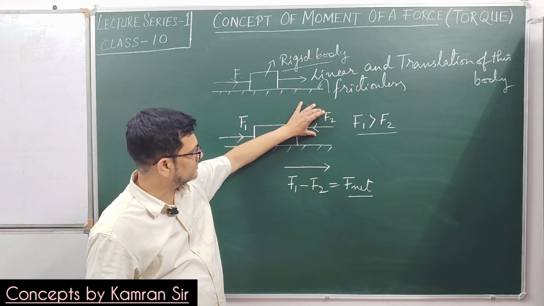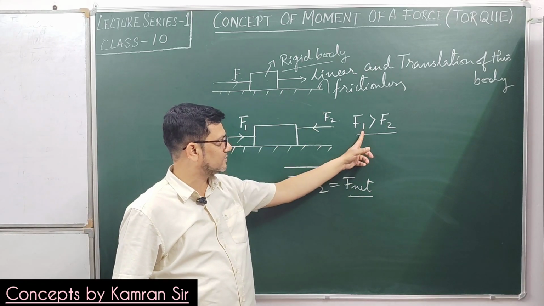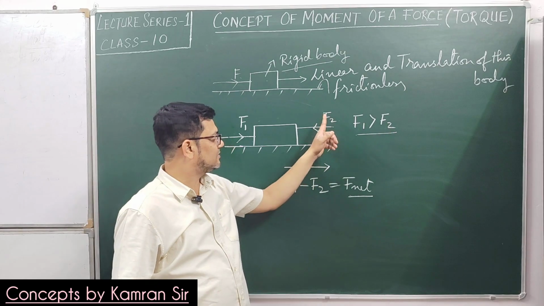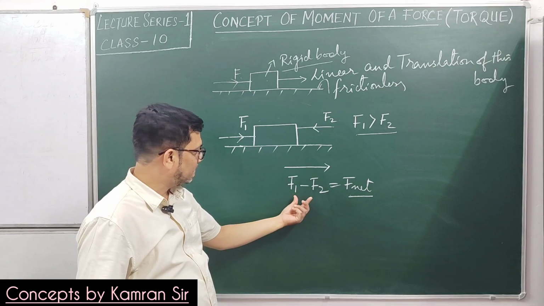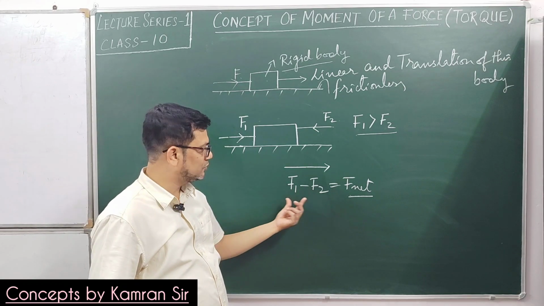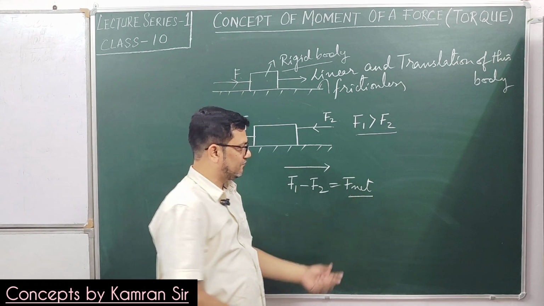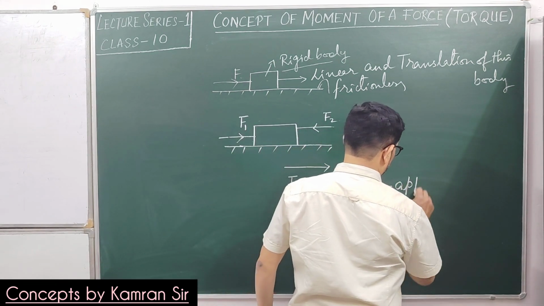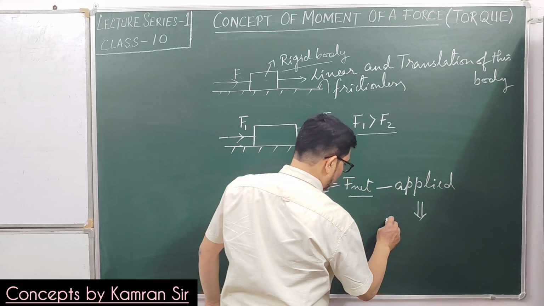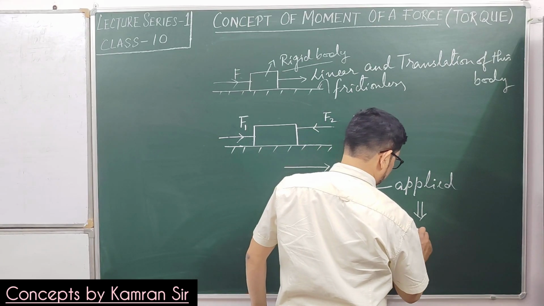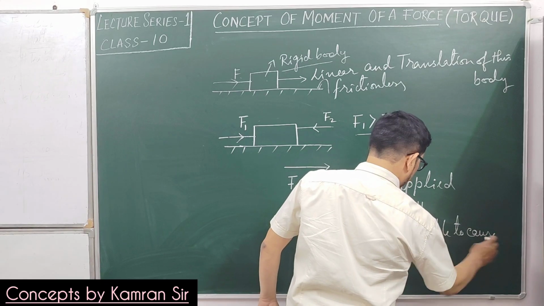Another force simultaneously acts from the other direction. The difference of these two is the net force. Why? Because F1 is more than F2, and F2 is opposing F1. So what is the resultant? The resultant is F1 plus negative of F2, which means F1 minus F2, and it comes out to be F net, which is the applied force. So this is the applied force or the resultant force. According to Newton's law, this is the force responsible to cause a motion.